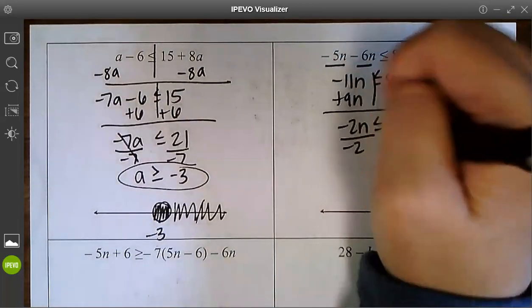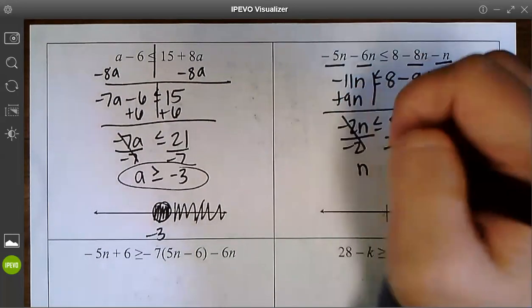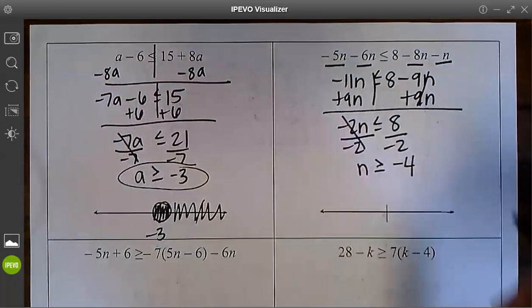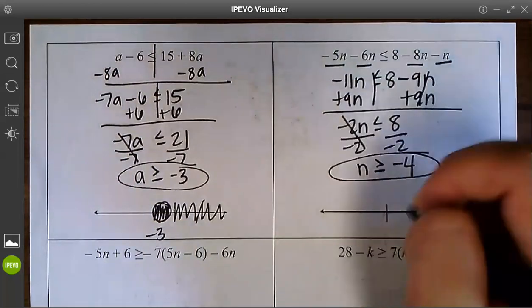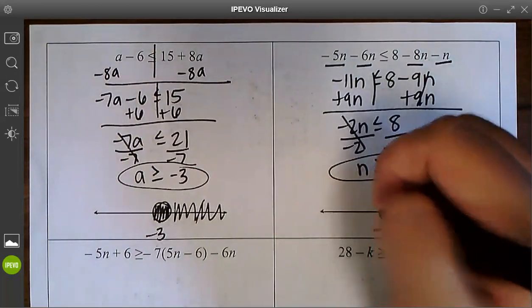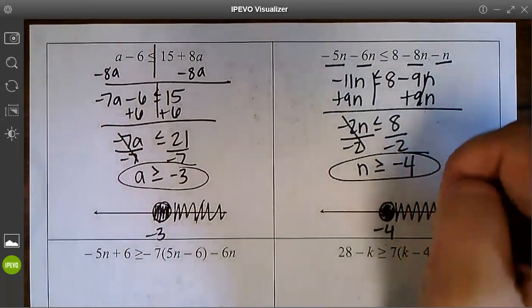Divide both sides by a negative 2. I divided by a negative, so I'm flipping my inequality to be greater than. N is greater than or equal to negative 4. Greater than or equal to is a closed circle because of the or equal to, and shade to the right because of the greater than.